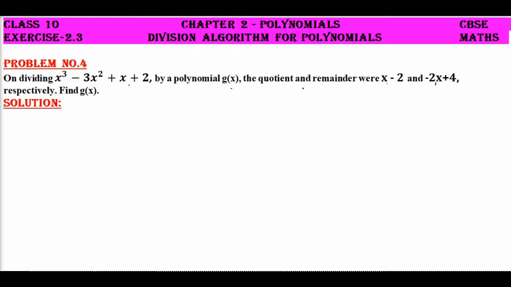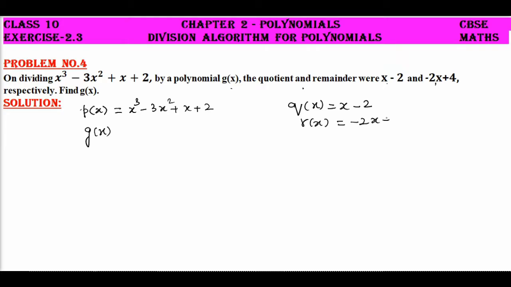So in this problem, you are given a polynomial p of x equal to x cube minus 3x square plus x plus 2. And it's also given that when you divide this polynomial by another polynomial g of x, you get the quotient q of x to be x minus 2 and the remainder r of x to be minus 2x plus 4. So, these are the facts given and you are asked to find the polynomial g of x.